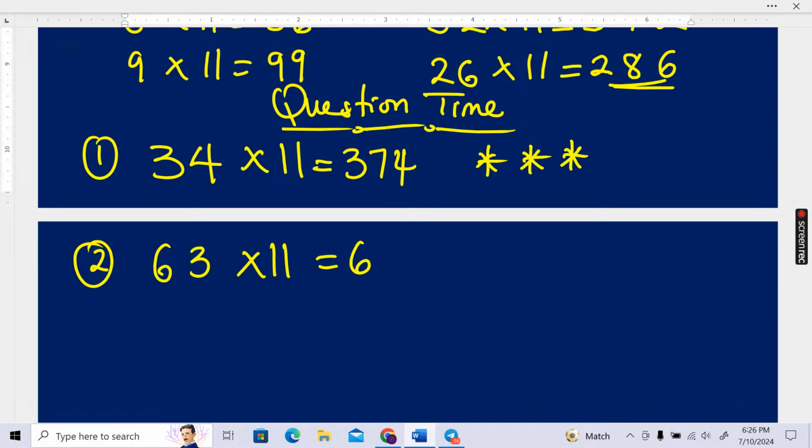Fantastic. Write down 6 and 3, give a space in between. Add 6 and 3 together, we have 9. So 9 will be written at the middle. And if you got your answer right, give yourself 3 stars.